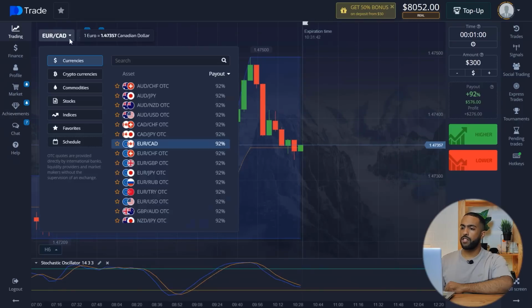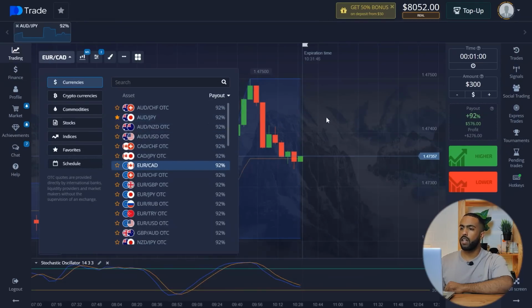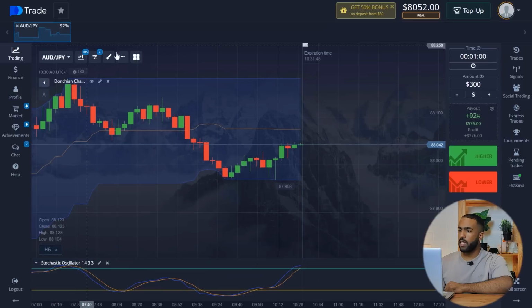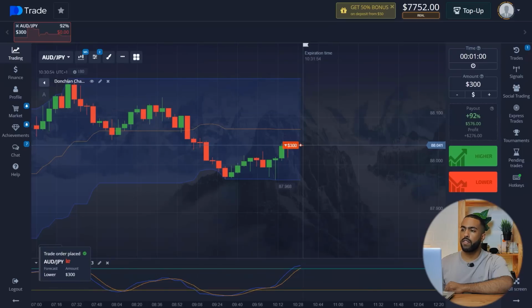And without further ado, let us get straight to trading. Here, let me first change my currency pair, and I will choose the Australian dollar and the Japanese yen. And here we see the price chart of the currency pair. We can start trading now. After evaluation, I made a down trade for $300 for 1 minute.